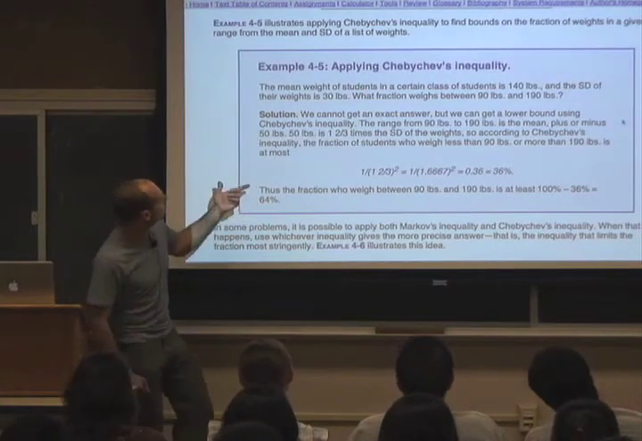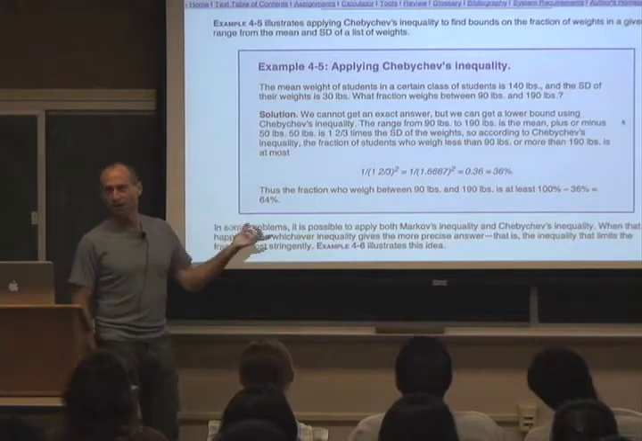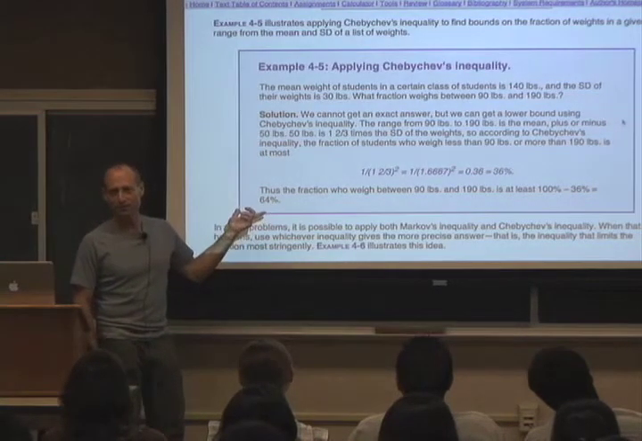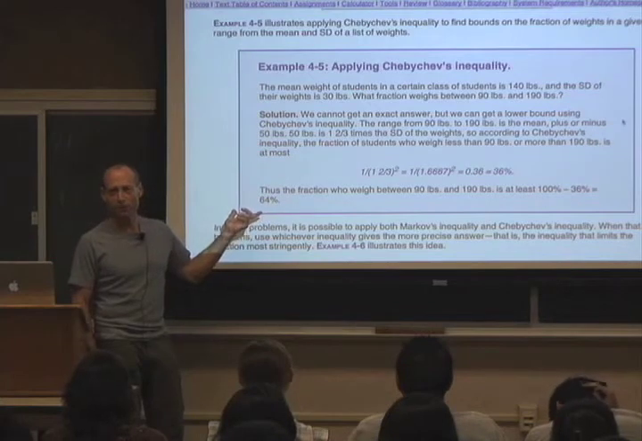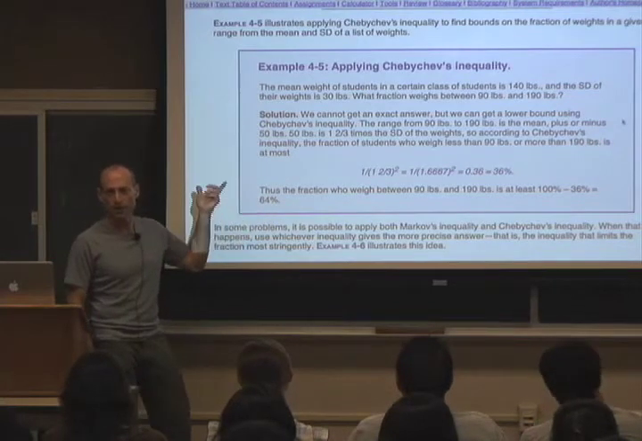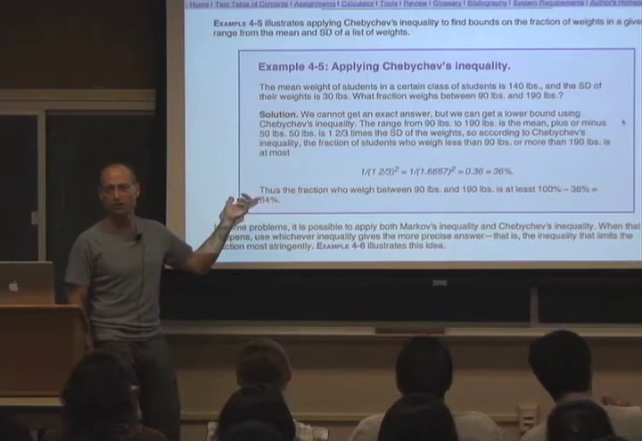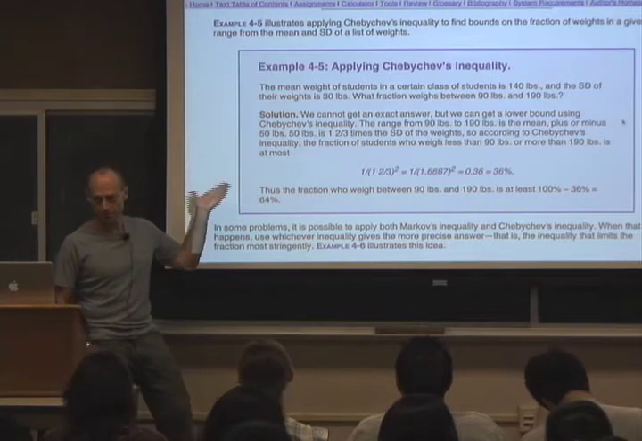Okay, if the standard deviation is 30 pounds, then 50 is how many 30s? 1 2/3 30s, right? So the range plus or minus 50 is plus or minus 1 2/3 standard deviations. Is that okay? All right.